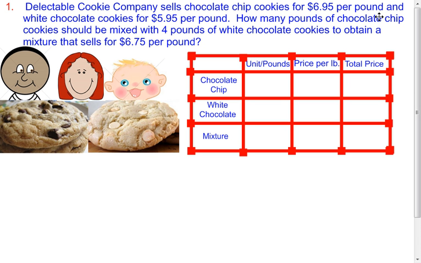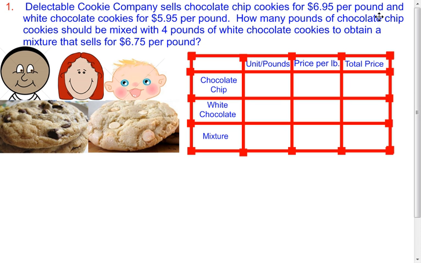Again, I will give you a table when you do these. In this example, we've got chocolate chip cookies and white chocolate cookies, and then we're going to mix them together and sell them as a mixture, for a price somewhere between the chocolate chip price and the white chocolate price.